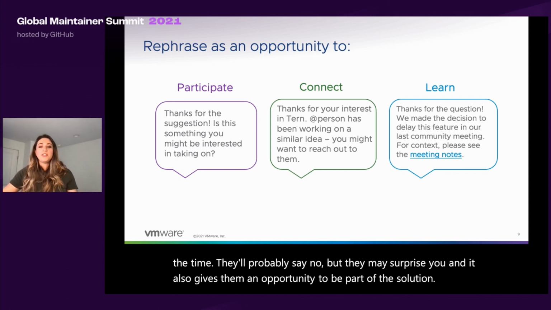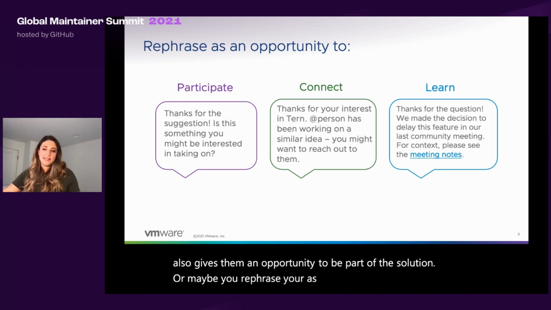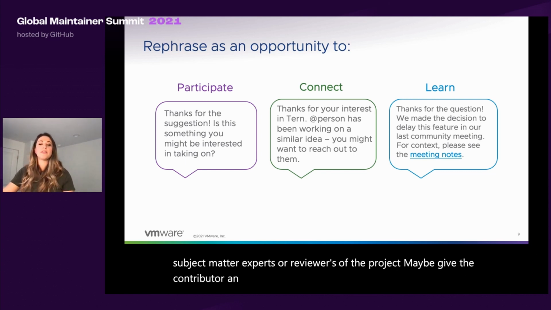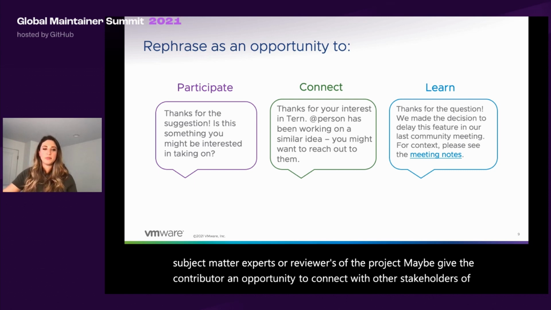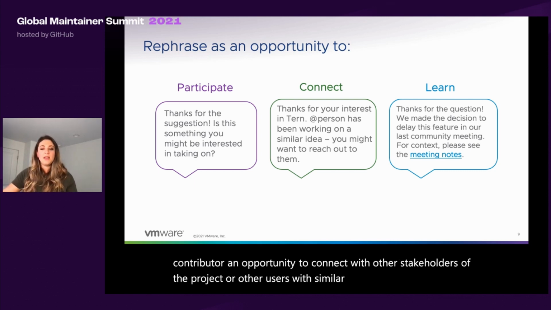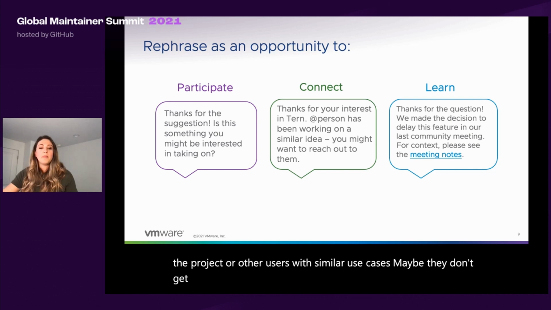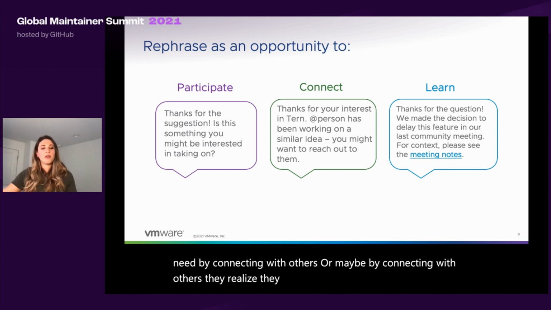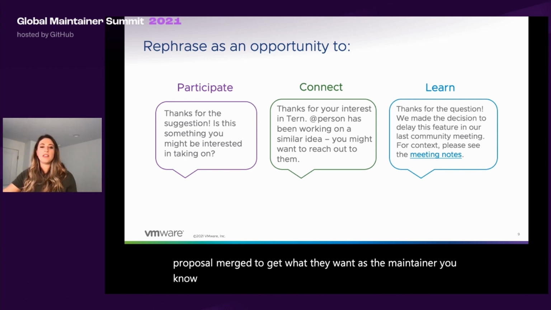Or maybe you rephrase your no as an opportunity to connect with other subject matter experts or reviewers of the project. Maybe give the contributor an opportunity to connect with other stakeholders of the project or other users with similar use cases. Maybe they don't get their proposal merged, but they still get something that they need by connecting with others. Or maybe by connecting with others, they realize they don't even need their proposal merged to get what they want. As the maintainer, you know best about the stakeholders and the use cases, and so you're really primed to create those connections.